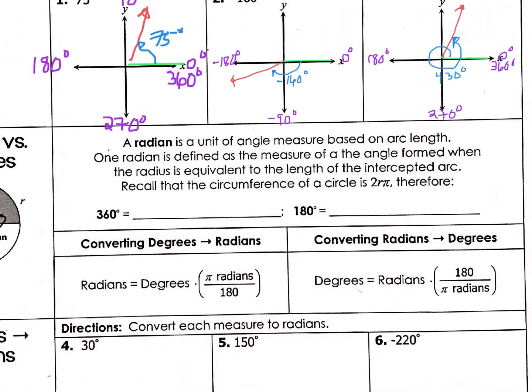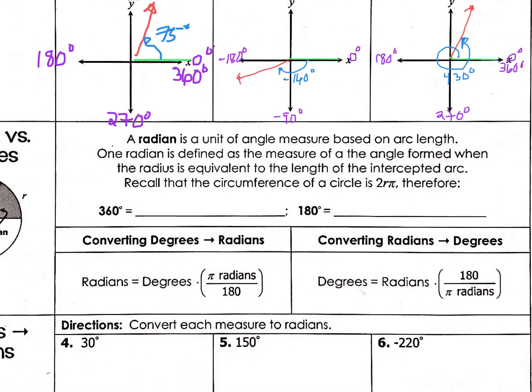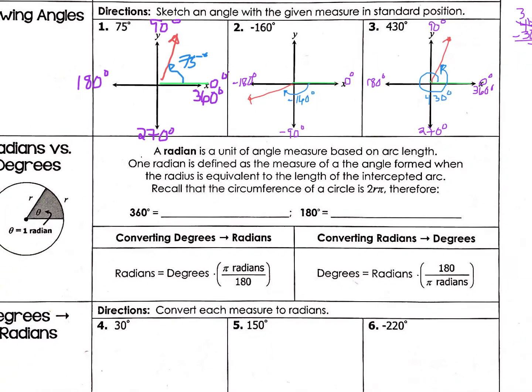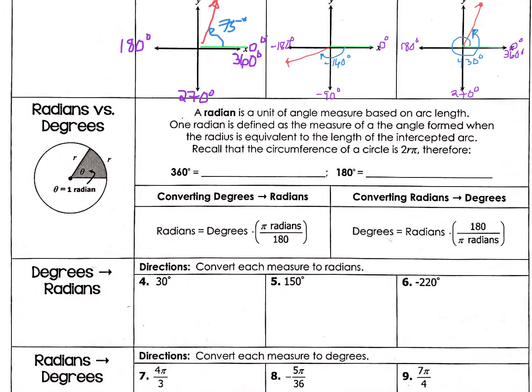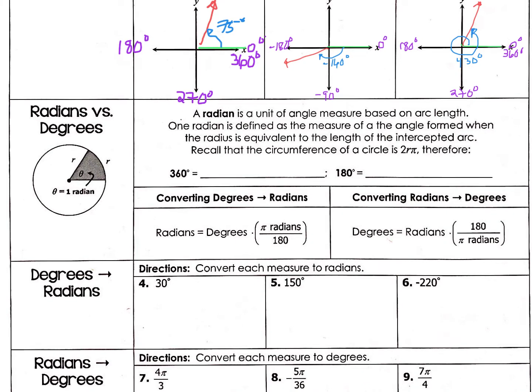Okay, so there's those. Then let's talk about a radian. I'll make this a little smaller. If you haven't heard this term, well, you've heard me talk about radians before because we had to make sure that our calculator was in degrees and not radians for the last 2 lessons. So a radian is a unit of angle measure based on an arc length.